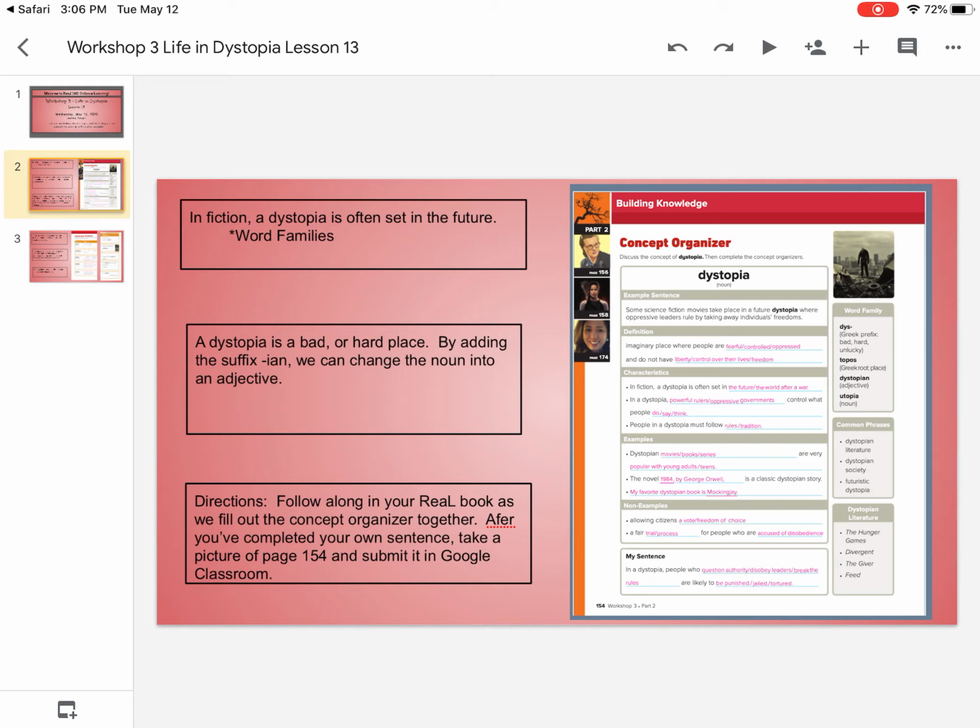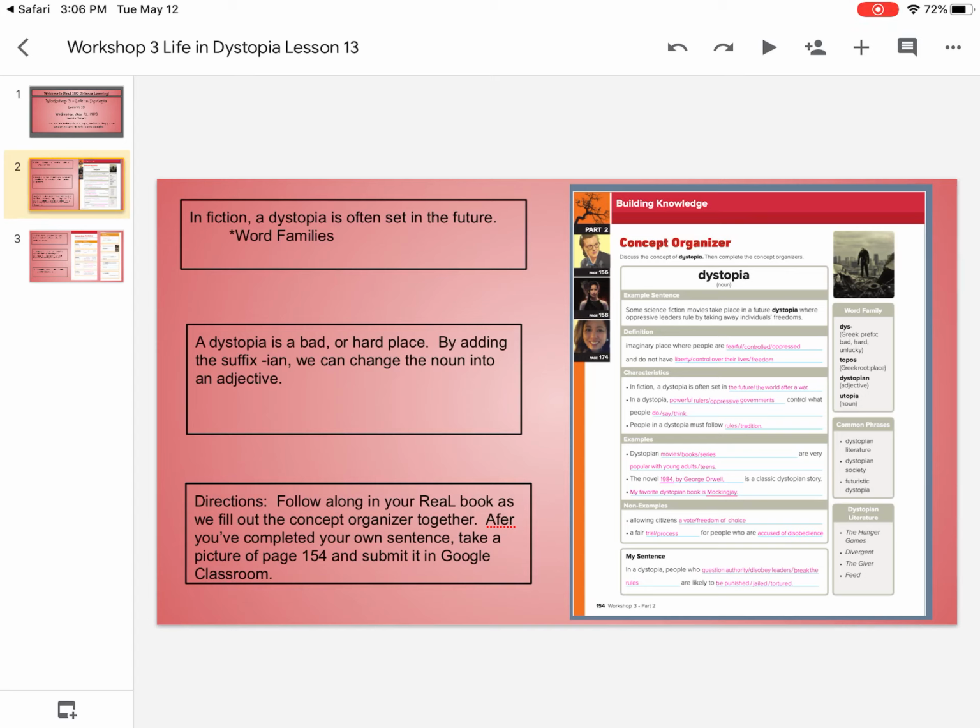Your directions will be to follow along in your real book as we fill out this organizer together. After you've completed your own sentence, take a picture of page 154 and submit it in Google Classroom. At the very top of the page, the directions say, discuss the concept of dystopia, then complete the concept organizers. Again, dystopia is a noun, but if I add ian to the end of it, the suffix, I can turn it into an adjective which can describe a particular society or group.